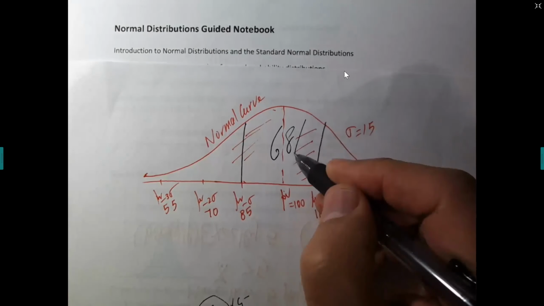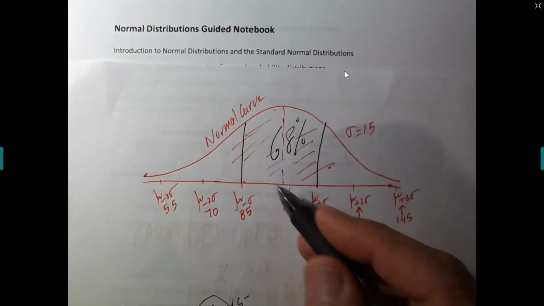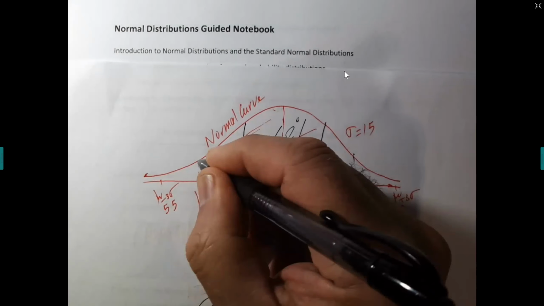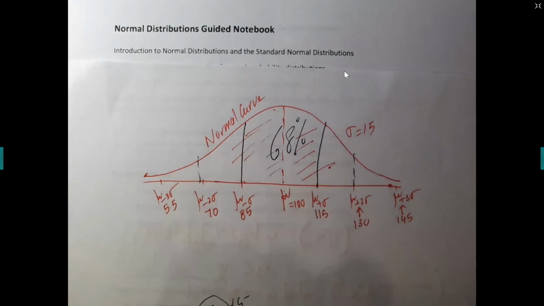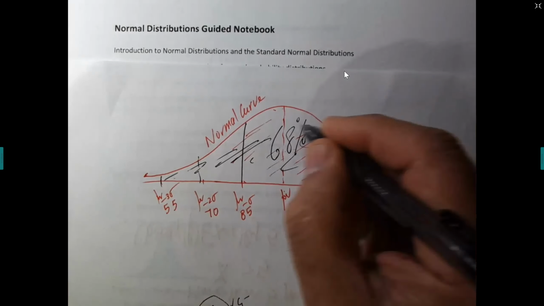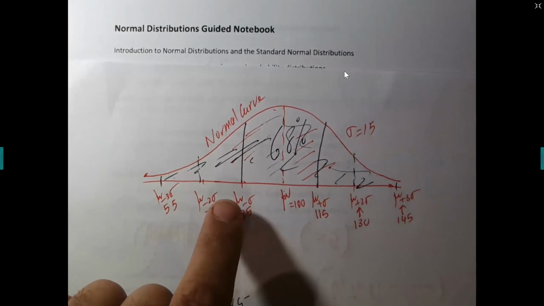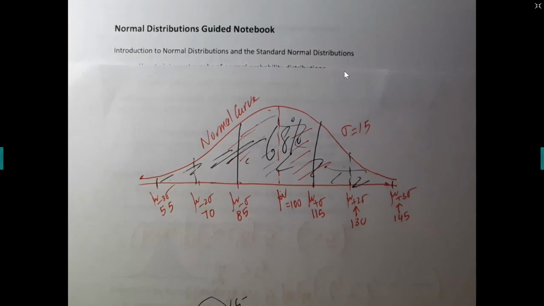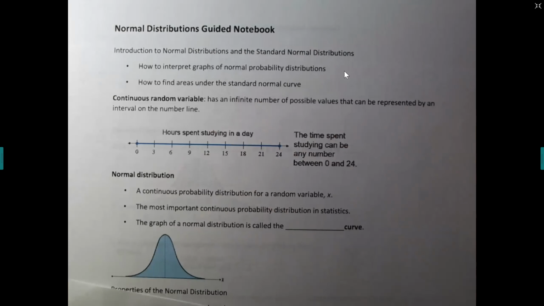68% of the data values lie within 1 standard deviation of the mean. And then 95% of the values lie within 2 standard deviations of the mean. And then 99.7% of the data lie within 3 standard deviations of the mean. This is called the normal curve, the symmetric curve, and the continuous normal curve, because it only deals with continuous variables, not discrete variables. So this is the normal curve.